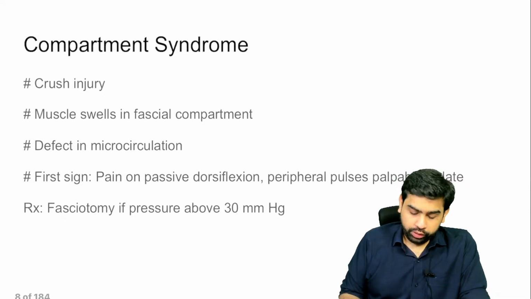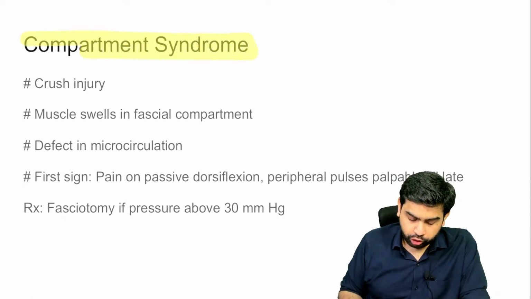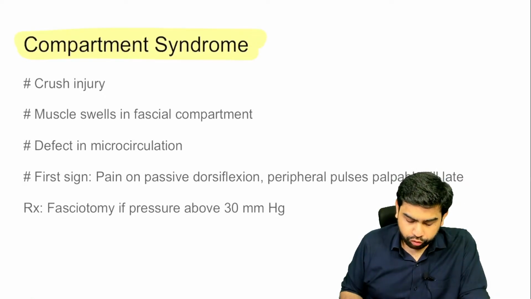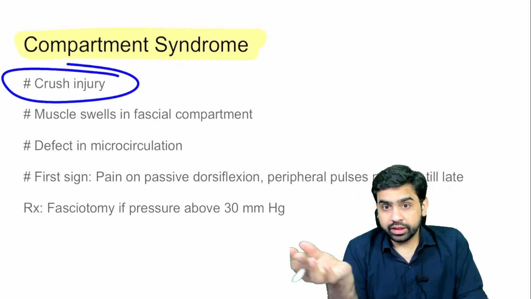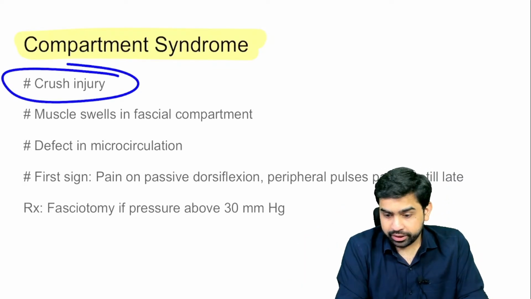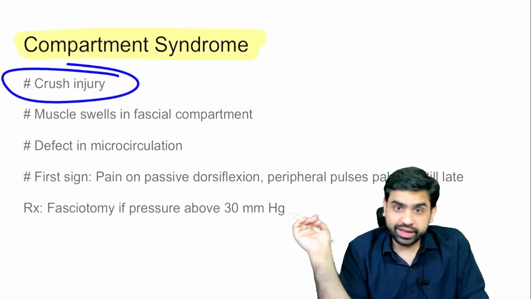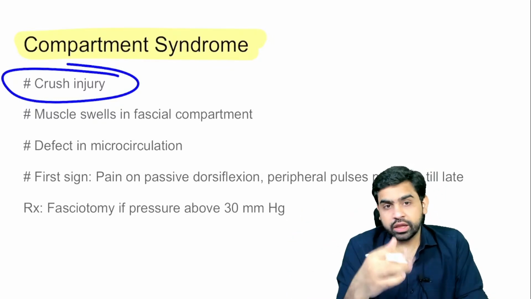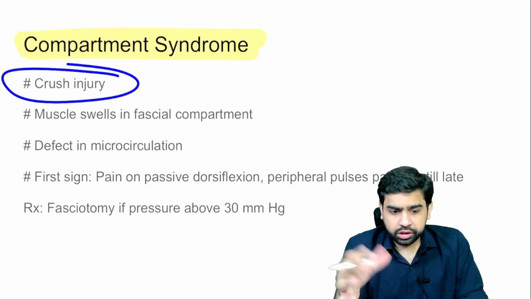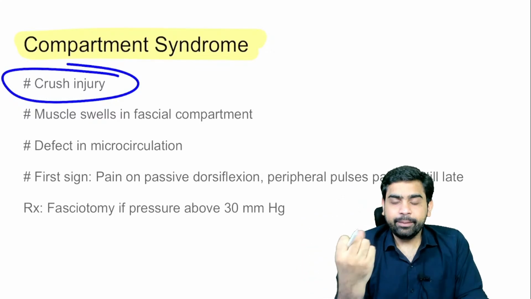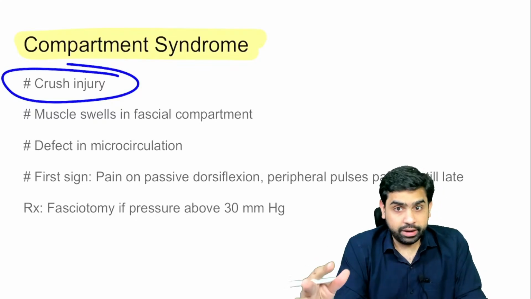Now a very important topic is compartment syndrome. What happens in compartment syndrome is that it occurs after a crush injury. What do you understand by a crush injury? Let's assume that the patient met with an accident, and a very heavy vehicle has passed over the leg. This is one of the examples of a crush injury. Whenever a crush injury happens, the muscles are injured, become edematous, and start to swell up.